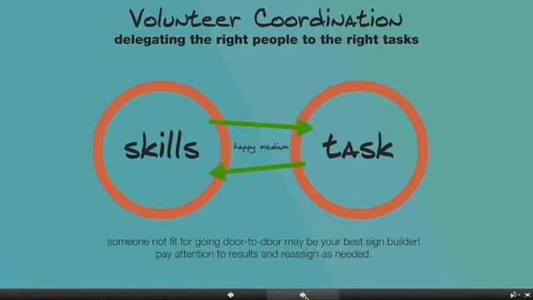Some people are better doing phone-to-phone activities. Some people are better doing door-to-door activities. Again, not everybody is created the same. Everybody has different skill sets. So analyze those skill sets and make sure you put those people in the proper place where they can best utilize the great skills that they have.